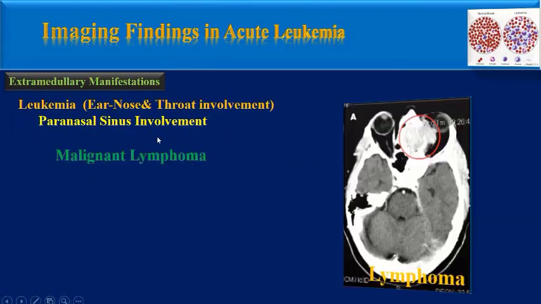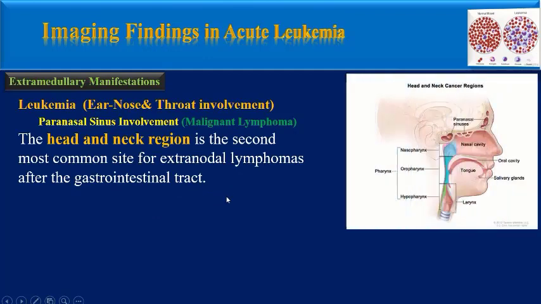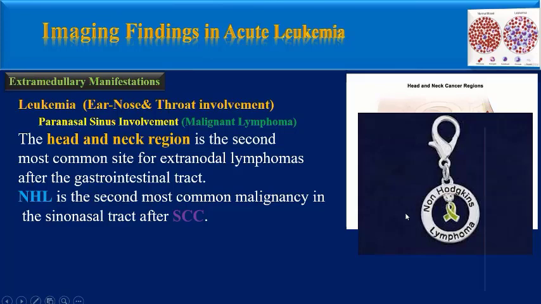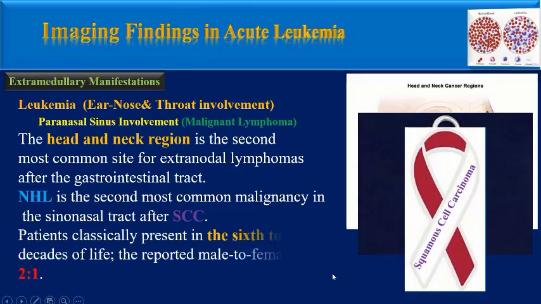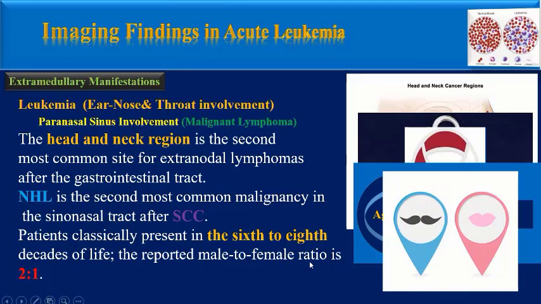Malignant lymphoma with paranasal sinus involvement. The head and neck region is the second most common site for extranodal lymphomas after the GI tract. Non-Hodgkin lymphoma is the second most common malignancy in the sinonasal tract after squamous cell carcinoma. Patients classically present in the 6th to 8th decades of life. The reported male to female ratio is 2 to 1.